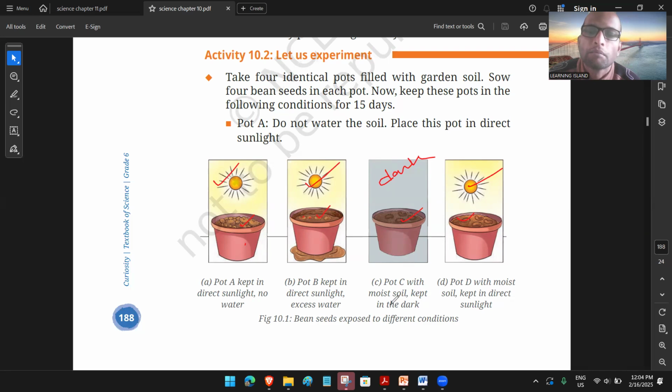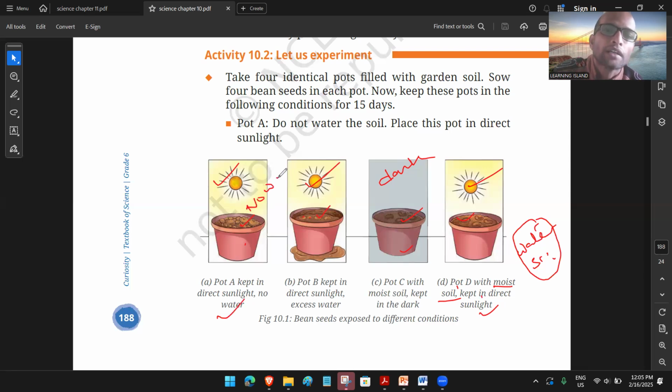पॉट सी, मॉइस्ट सॉयल केप्ट इन डार्क, मतलब डार्क में रखा गया. मॉइस्ट सॉयल मीन्स पानी से भिगाई हुई सॉयल, इसमें वाटर एंड सॉयल है, मतलब वाटर लिमिटेड है, जस्ट मिट्टी को भिगा के रखा हुआ है. ठीक है, पॉट डी विथ मॉइस्ट सॉयल केप्ट इन डायरेक्ट सनलाइट. और पॉट ए इन डायरेक्ट सनलाइट नो वाटर, इसमें वाटर नहीं है. तो वाटर अगर नहीं है तो इसमें जर्मिनेशन होगा नहीं.